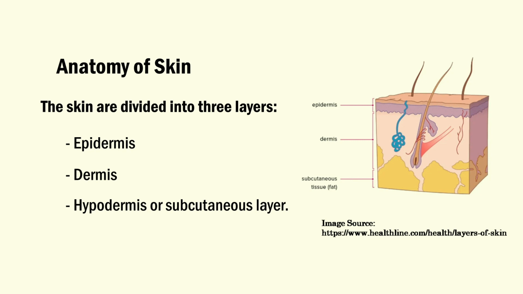The bottom layer is called the hypodermis. It has connective tissue to connect skin to muscle. This layer contains fat that acts as a cushion to muscles and bones, thus protecting them from injuries.